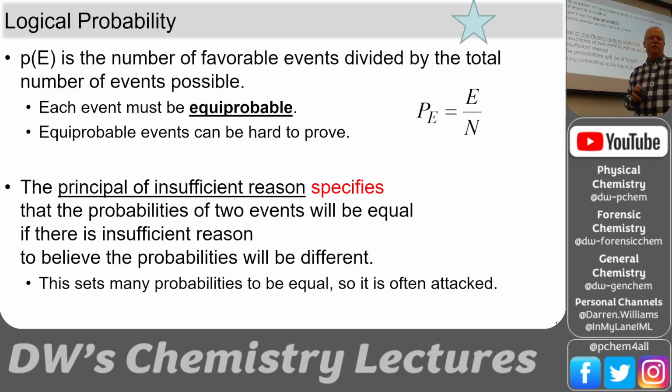And so we'll just set them equal unless there's a reason to not. And so that's the principle of insufficient reason. Probabilities of two events will be equal unless there's sufficient reason to believe they'll be different.